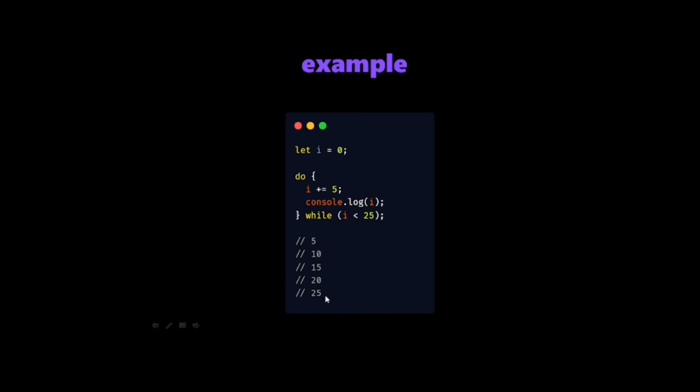You might think that 25 result is wrong, but while we are checking this condition, i is still 20. Then we increment it by 5 and we print out the result.